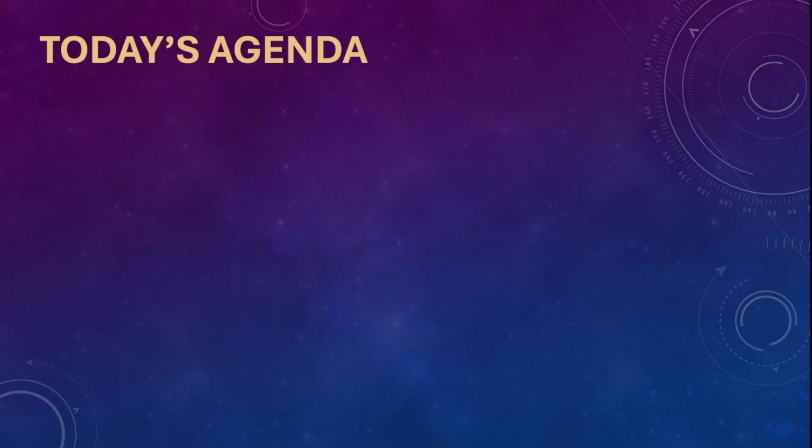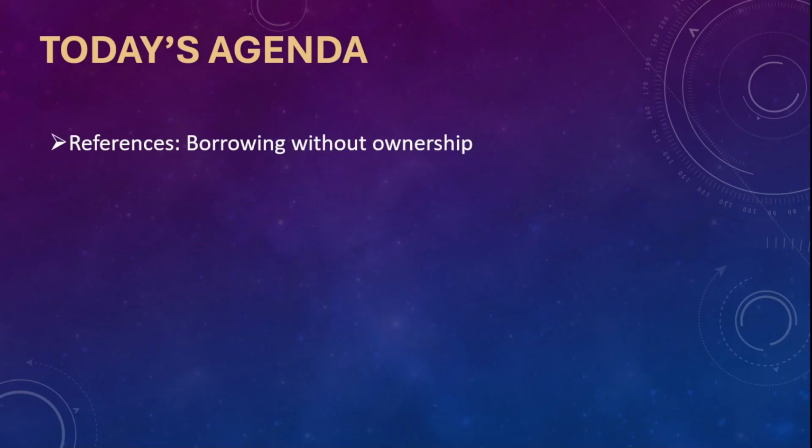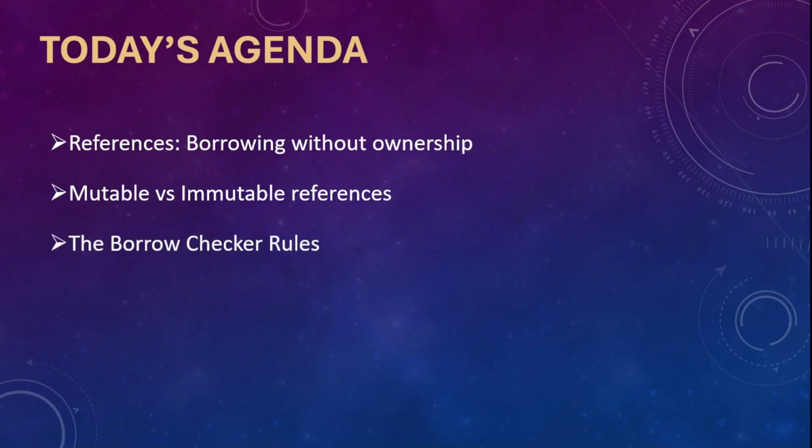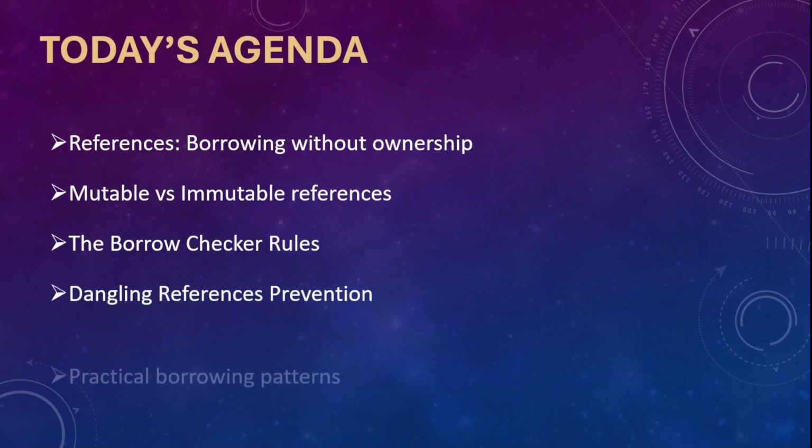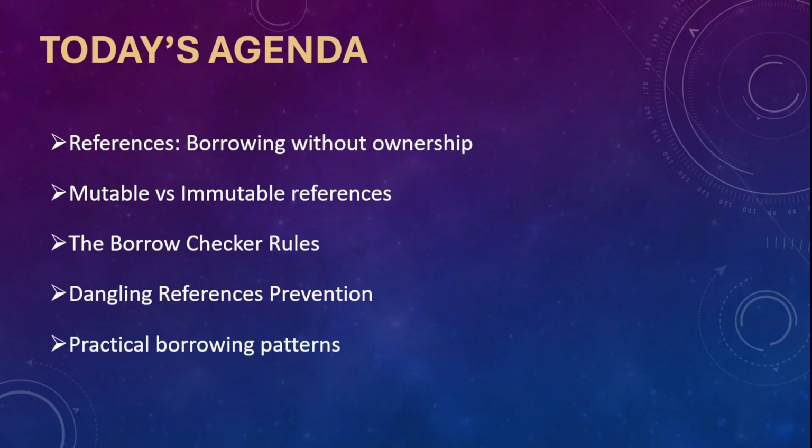So today we are learning how to work with data efficiently without constant cloning or ownership transfers. This is where Rust truly shines with its zero cost abstractions. Today we will cover references, mutable versus immutable references, followed by the borrow checker rules. Then we will visit dangling references prevention, and lastly practical borrowing patterns. So let's dive into it.